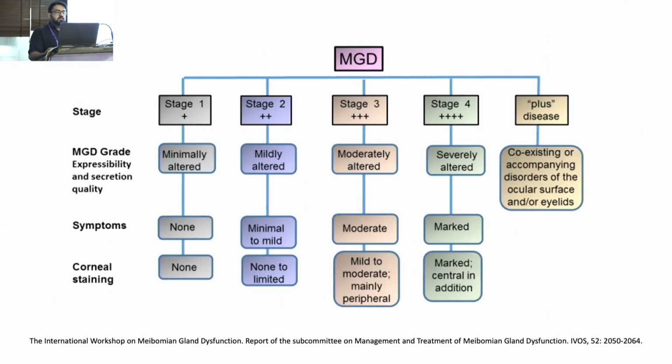So for grading of MGD, just focus on three things whenever you are seeing an MGD case. See the expressibility, see the symptoms of the patient, and see the corneal involvement. You don't have to memorize or stage it accordingly, but whenever the quality of the secretion is getting bad, that's when you need to think that you have to treat it aggressively. Sometimes even when you press, the quality of the secretion might still be clear and liquid-like, and you don't have to go very aggressive with those patients. For plus diseases, where coexisting or accompanying ocular diseases are there, you need to treat them first.